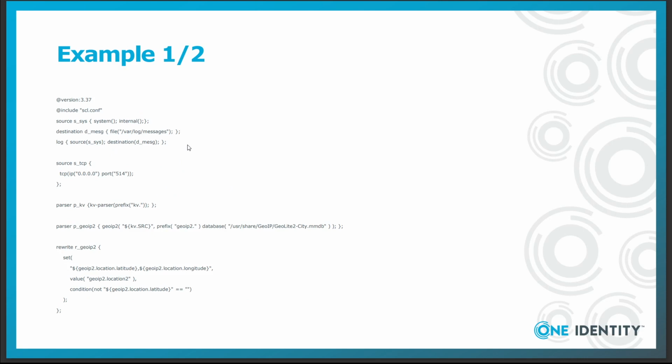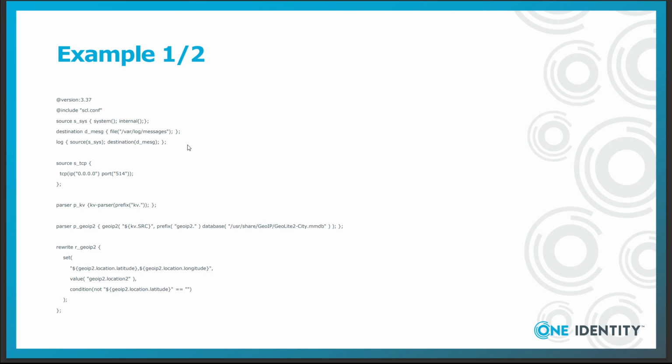This example configuration collects both local log messages and iptables logs over the network. It parses the iptables logs and adds geographical information to the source IP addresses using the GeoIP parser. Finally, it stores both the local log messages and the parsed iptables logs into Elasticsearch.